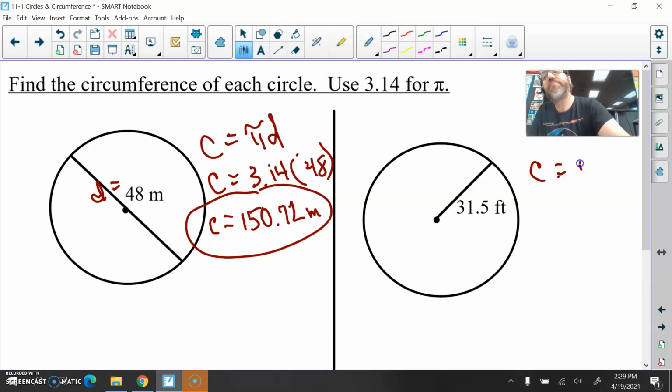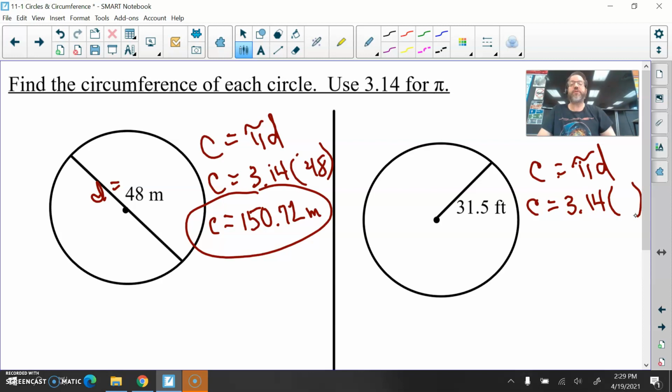C equals pi times d. Remember, it says find the circumference, so I'm using my circumference formula. C equals, what do I put for pi? 3.14 times d, the diameter. Is 31.5 feet my diameter? No, it's only going halfway across the circle. This is the radius. So I need to double this, 31.5 times 2, to get my diameter, and that's 63.